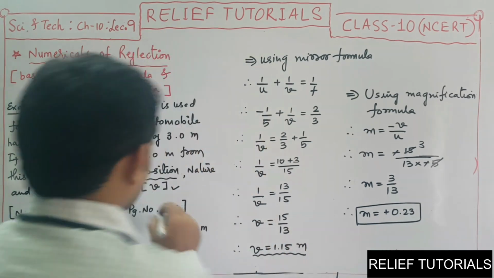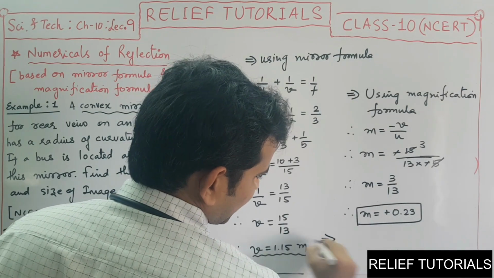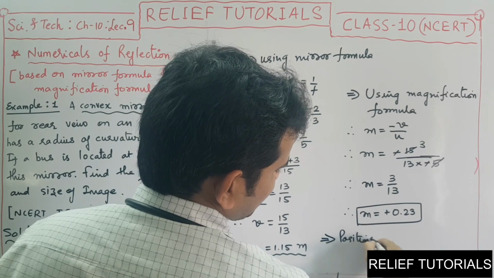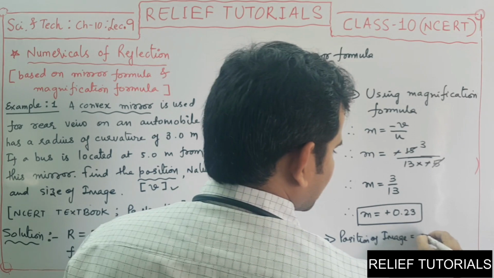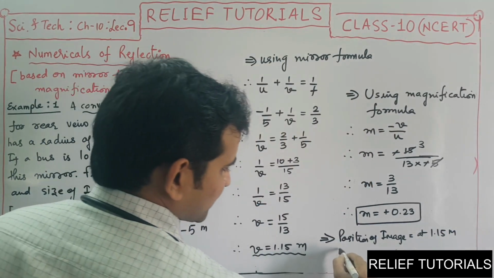So final answer, position is at 1.15 meter. Final answer I am writing: position of image, we can write at 1.15 meter. What is the nature?